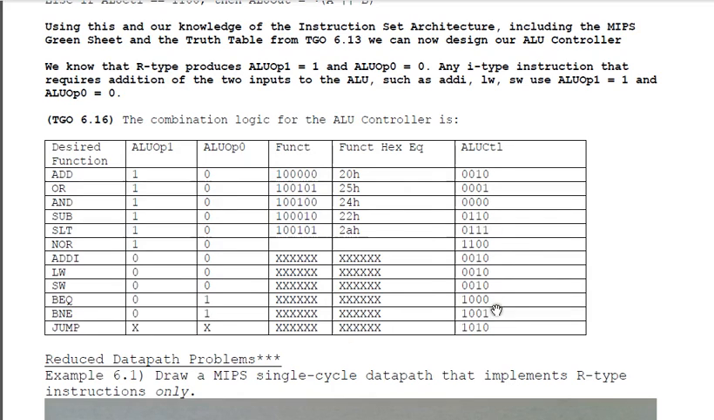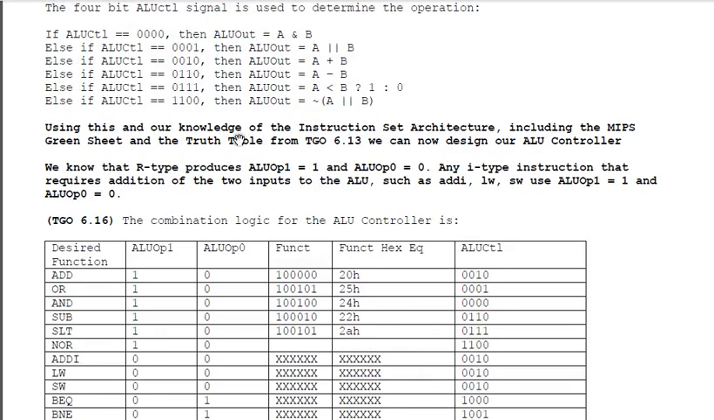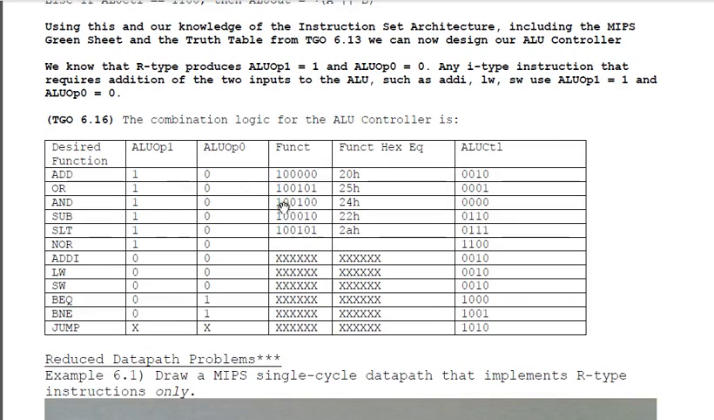And then these ALU control signals are meant to map. Okay, so our function for add is 20 hex. That's going to be mapped with this to produce an ALU control of 0-0, 1-0, which matches our topical guide objective from section 3. Or for OR it's going to be 1-0, so it's 25 hex, 0-0, 0-1. If you look up here, 0-0, 0-1. And it's going to be 1-0.